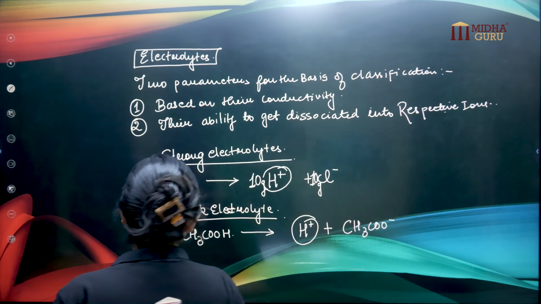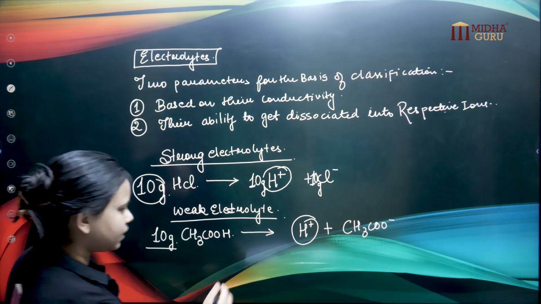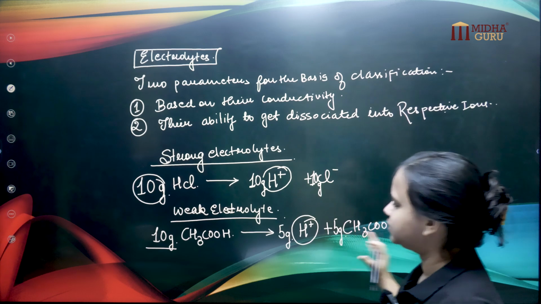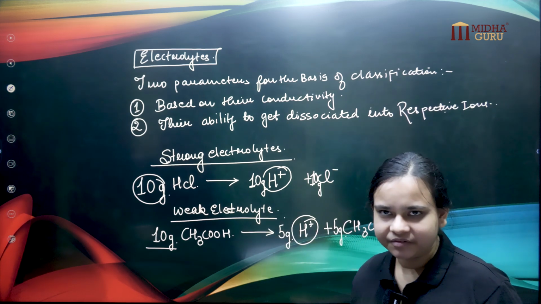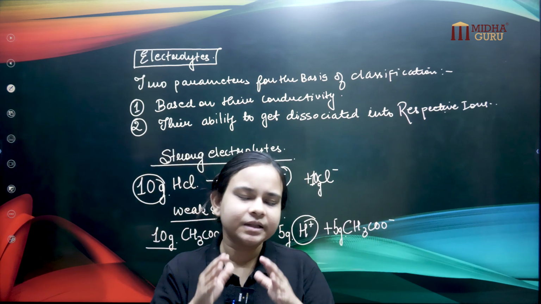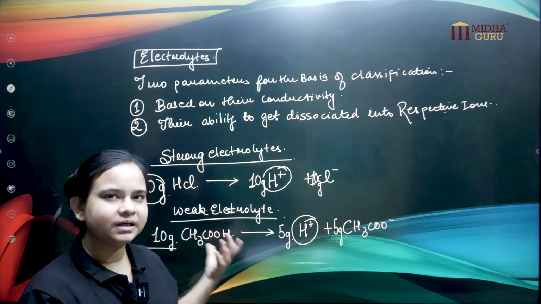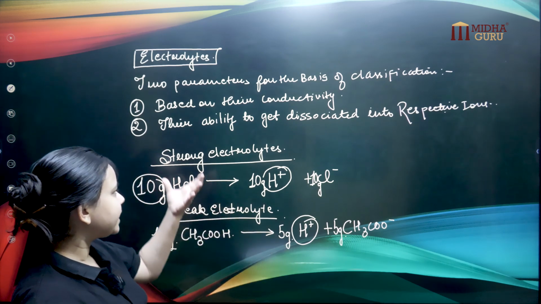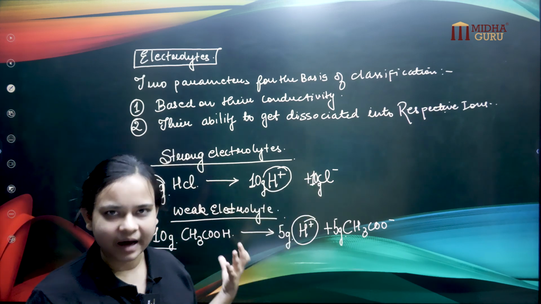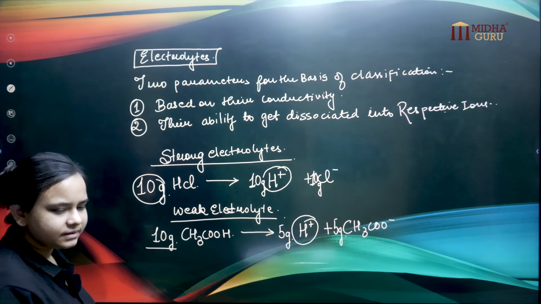So what we will be observing is, if we have 10 gram of acetic acid, it can be that only 5 gram of H plus ion and 5 gram of acetate ion is dissociated, and the rest is still left to get dissociated. That means weak electrolytes are those electrolytes that do not completely dissociate into their respective ions, some part is still left to get dissociated. But unlike in a strong electrolyte, the whole compound gets dissociated into its respective ions, and nothing is left on the reactant side.